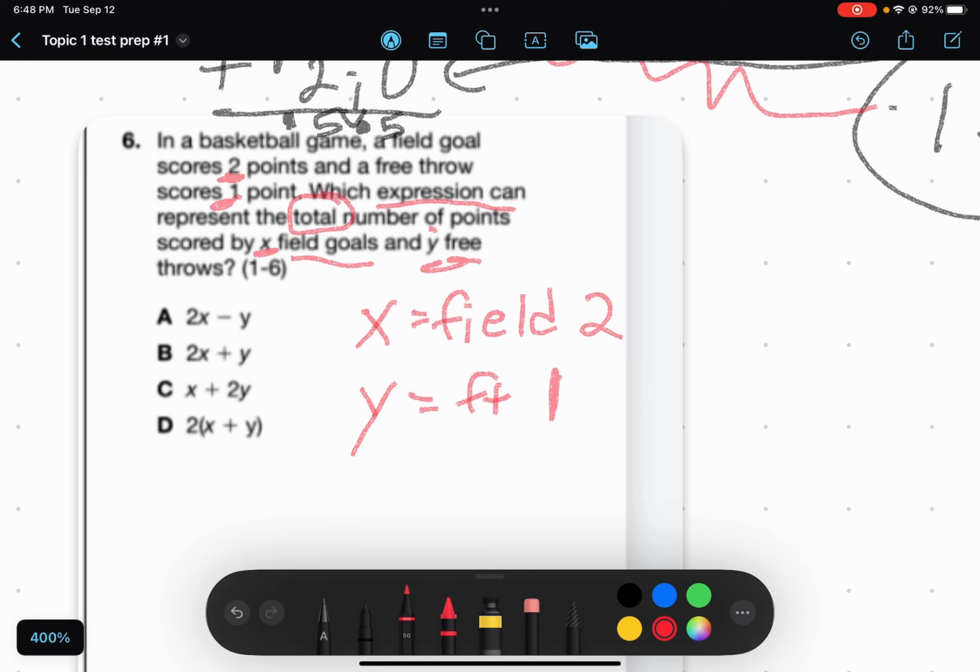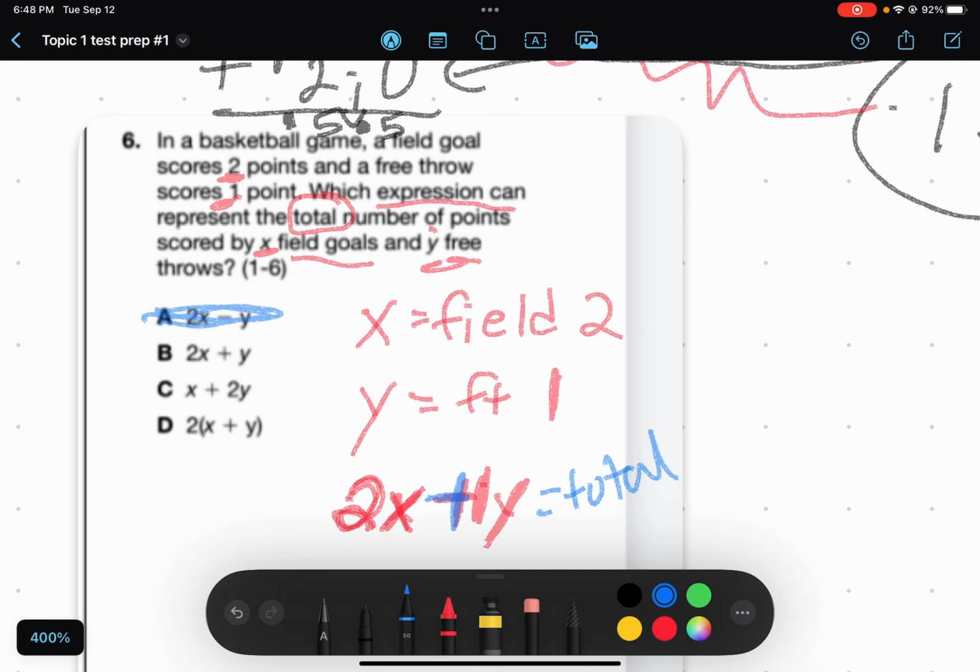So I could say a total, so I'm adding them all together. Total would be like if someone did 5 field goals, that would be 2 times 5. So that's the number of field goals plus however many free throws there are. That would just be my Y because that's 1 point. So it'd almost be like saying 1Y, but remember, you don't always have to have the 1. So 2X plus 1Y would be a way you could show the total amount that they scored the entire game.